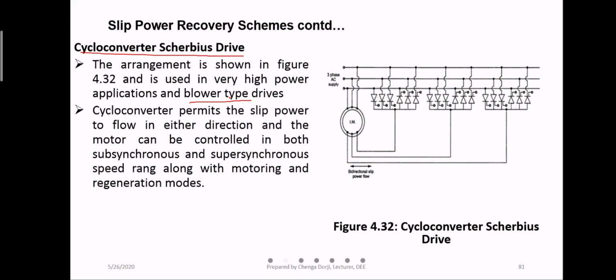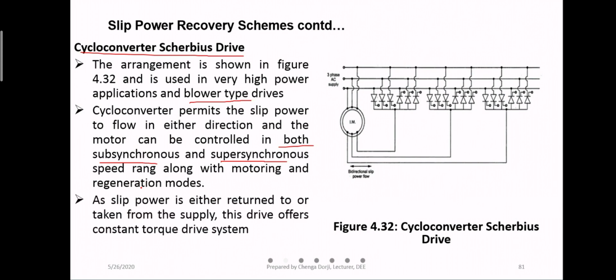This cycloconverter actually permits the power flow in either direction and hence can control the speed both in the subsynchronous range, meaning below synchronous speed, and the super synchronous range, above synchronous speed, along with the motoring and regeneration modes. Again the same thing, these drives offer a constant torque drive system.